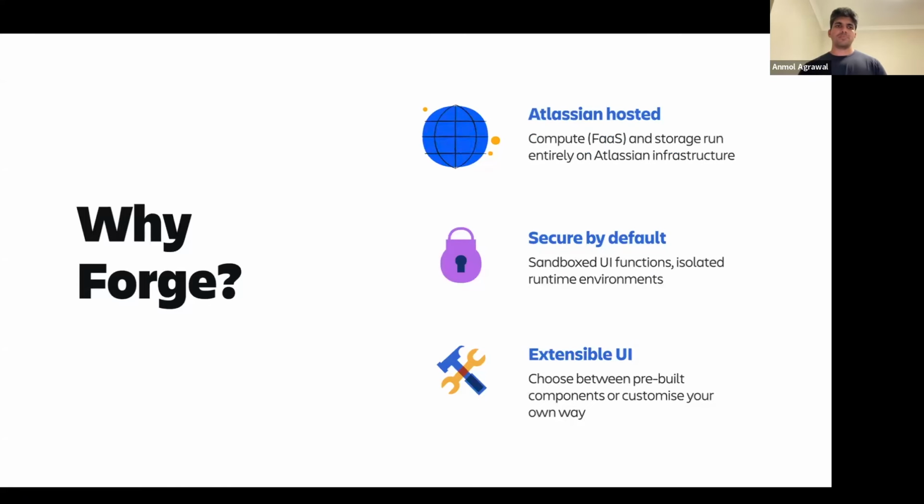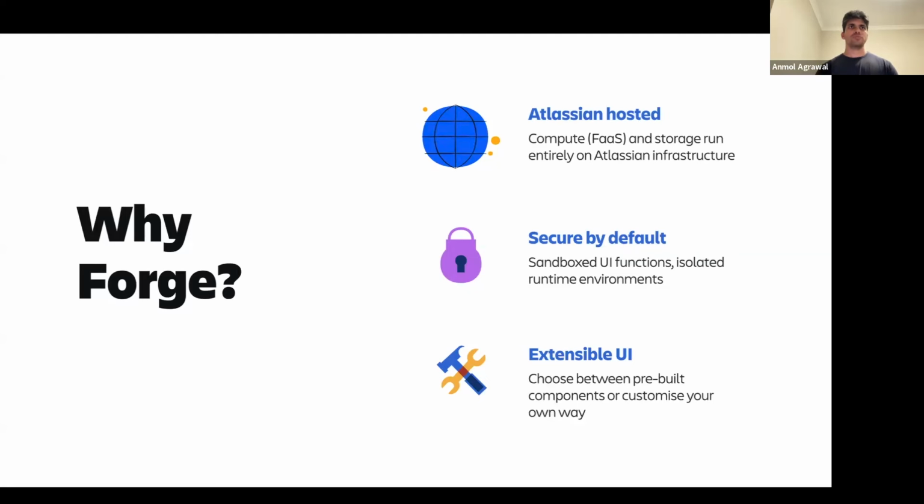So why build on Forge? First reason is all the computation and storage happens on Atlassian infrastructure. That means you don't have to worry at all about provisioning of servers and making sure everything is working properly. Secondly, you get isolated environments and sandbox functions right out of the box. What does that mean? That means your customer's data is safe.